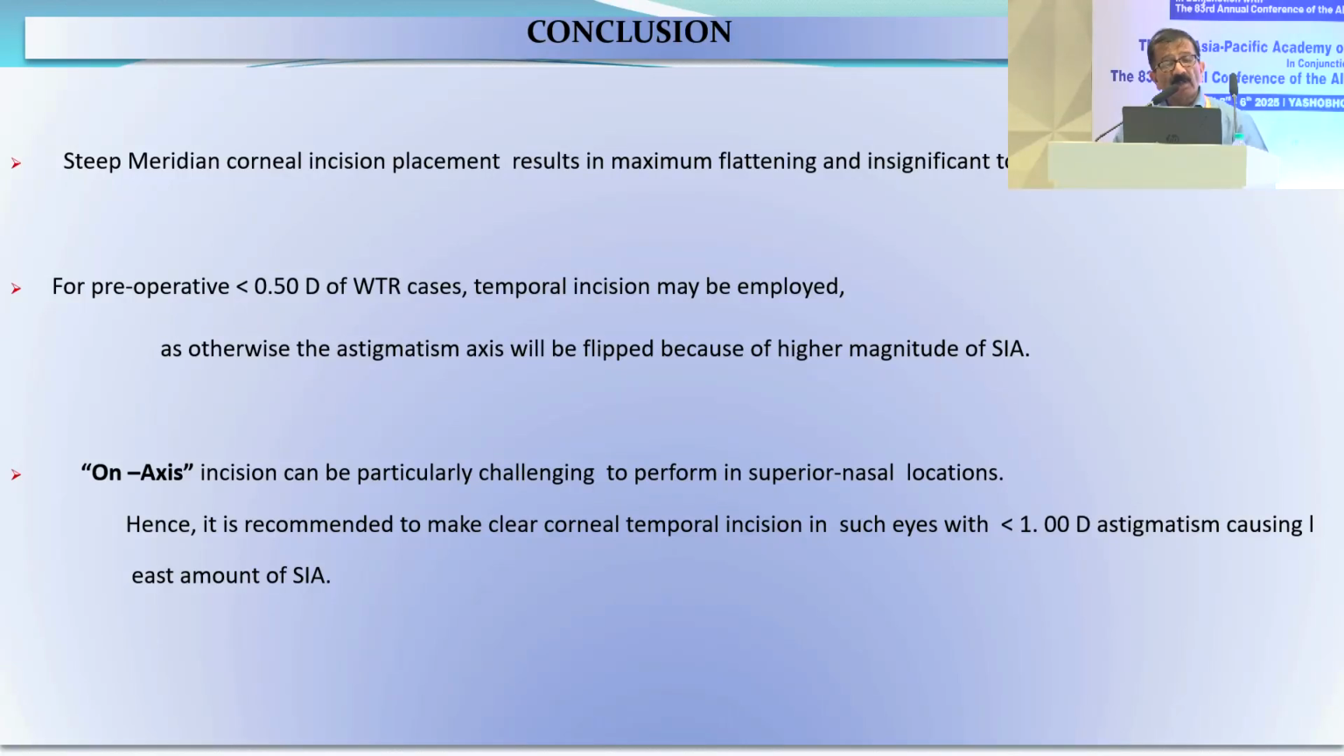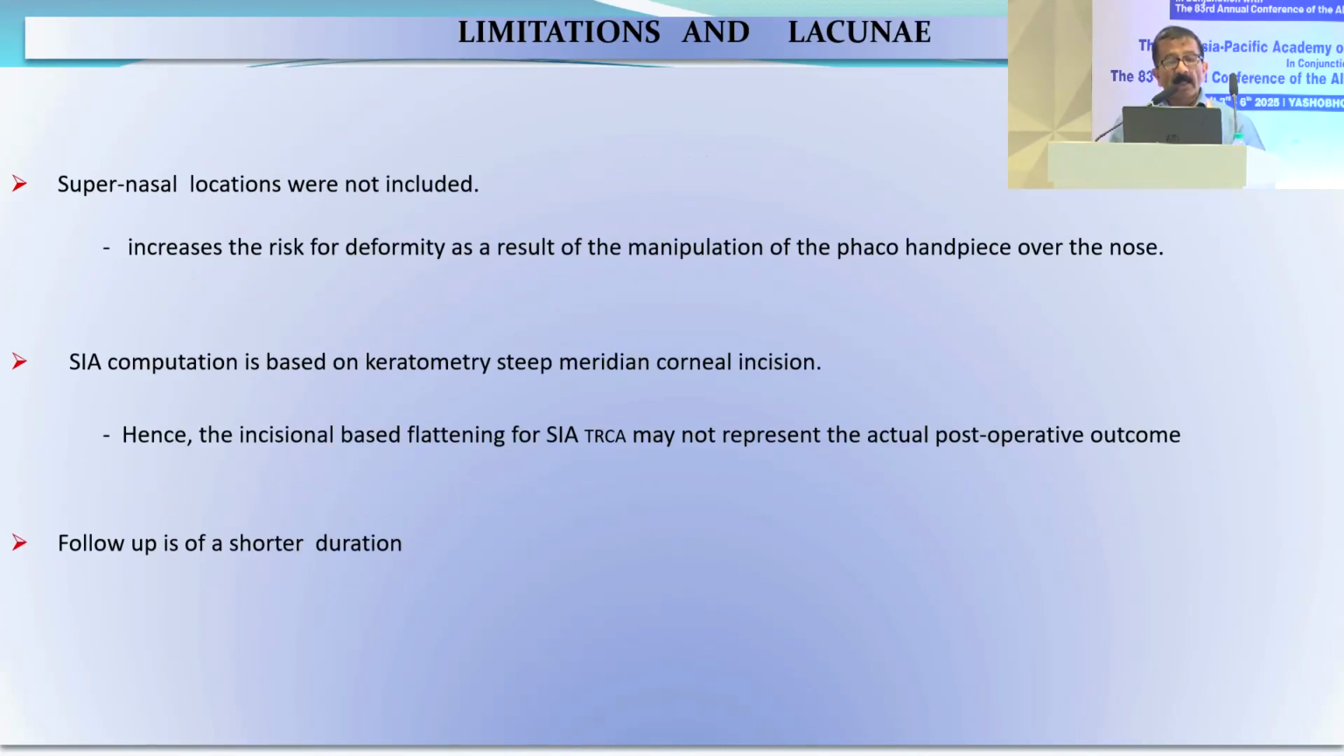The steep meridian corneal incision placement results in maximum flattening and a significant torque component of the SIA. In preoperative WTR astigmatism of less than 0.5 diopter, a temporal incision may be employed, as otherwise the astigmatism axis will be flipped because of a higher magnitude of SIA. The on-axis incision can be particularly challenging to perform in a superior nasal location. Hence, it is recommended to make a clear corneal temporal incision in such cases of less than 1 diopter, causing the least amount of astigmatism. Among the limitations, the superior nasal incision was not included. This increases the risk of difficulty as a result of manipulation of the phaco handpiece over the nose.